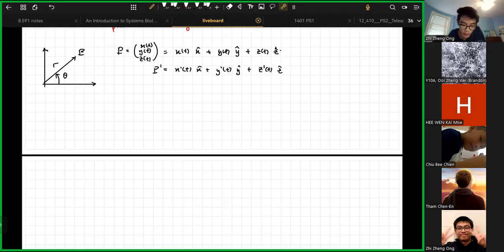So see what I did there? When I take the time derivative, it's only the components that get the derivative taken. You see that? But it's a little bit different in polar coordinates. So let's see how we can do that.